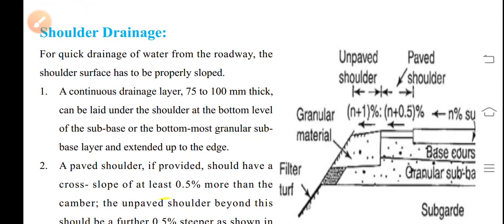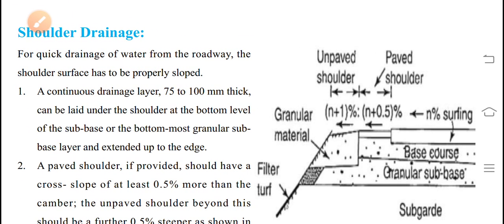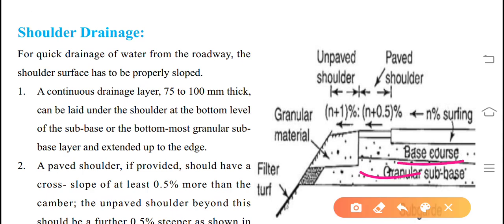Shoulder drainage. Shoulder also should be provided with suitable drainage. This is subgrade material, granular subbase, base course, and percentage of sloping in percent. Granular material, this is unpaved shoulder, this is paved shoulder. This portion is unpaved, this portion is paved shoulder. That means this is impervious, this is pervious. Granular material is used as a filter also.